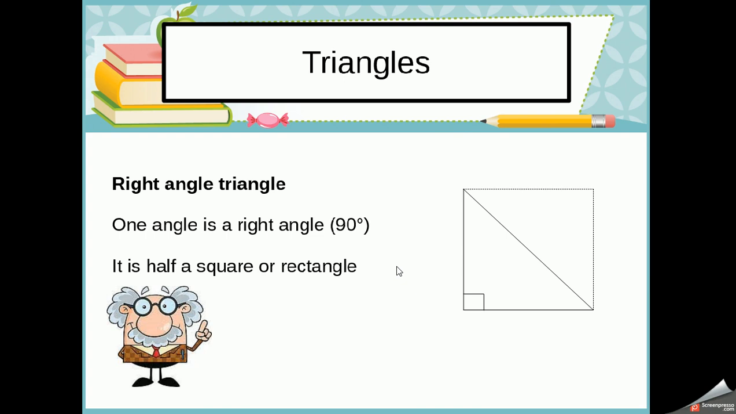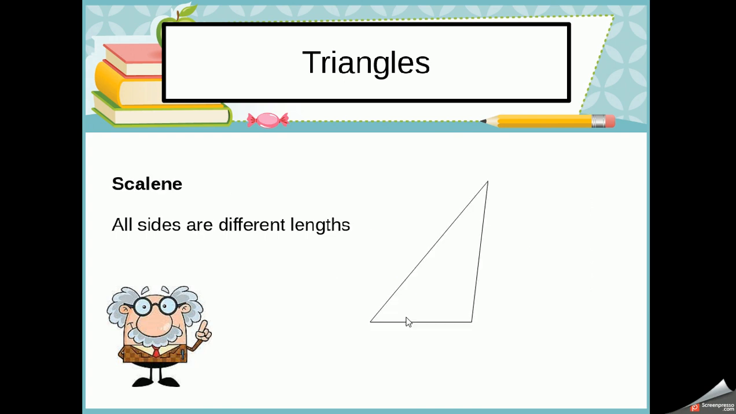The last type is a scalene triangle where all the sides are different lengths. So in this case, you can't assume that this side is equal to this one because there's nothing showing it, there's no evidence, there's no signs. And if there had been 1 stroke, 2 strokes, and 3 strokes, then it definitely proves that it's a scalene triangle.